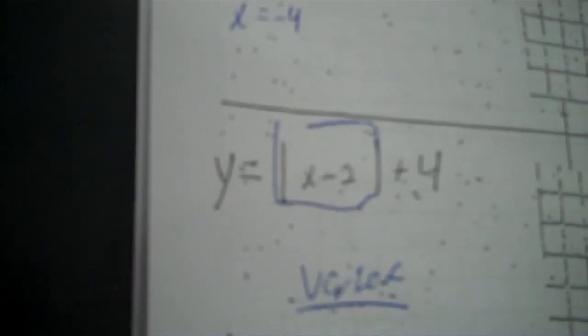Then from there that's your vertex. Now you construct the rest of your V, as long as there's not a negative there. So right 1 up 1, right 1 up 1, right 1 up 1. Then left 1 up 1, left 1 up 1, left 1 up 1. And again, the domain is going to be all on all these.